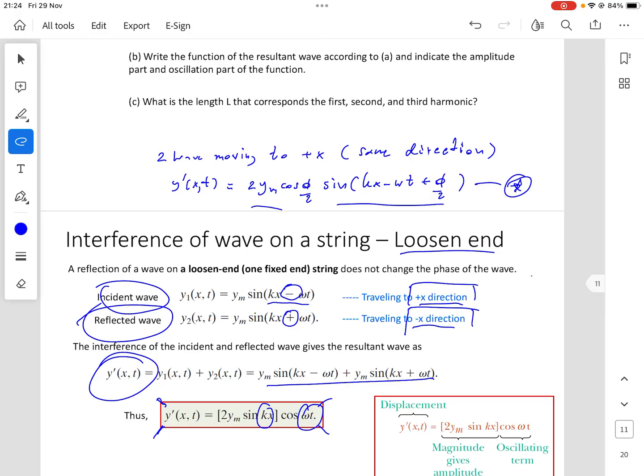what you get is not a continuous traveling wave anymore. But you might feel familiar with something like cosine omega t or sine omega t. Think about simple harmonic motion. In simple harmonic motion, you deal with something like y(t) equals ym cosine omega t. Cosine omega t or sine omega t is a characteristic of simple harmonic motion. But what is this 2ym sine kx?